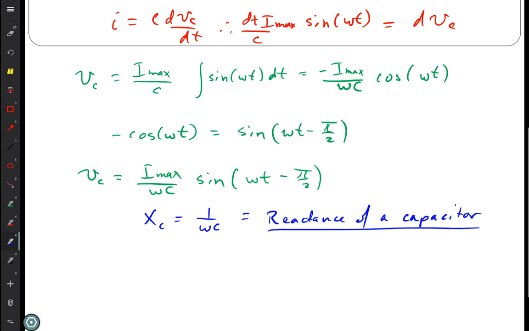But then we have this part right here. It's still a sinusoid, but it's pi over 2 or 90 degrees out of phase with the current. So when the voltage is at its peak, the current's going to be 0. When the voltage is 0, the current will be at its peak. So with the capacitor, we have that out of phase.